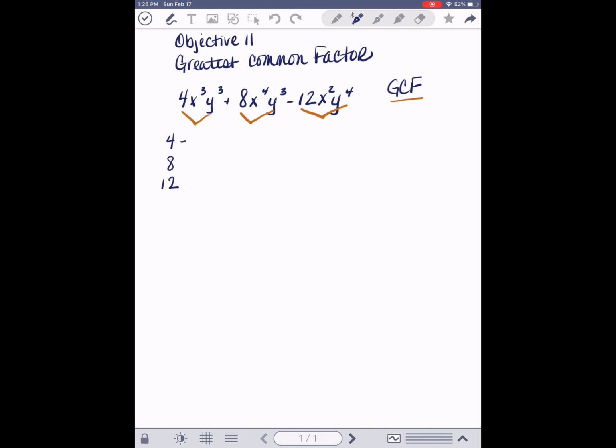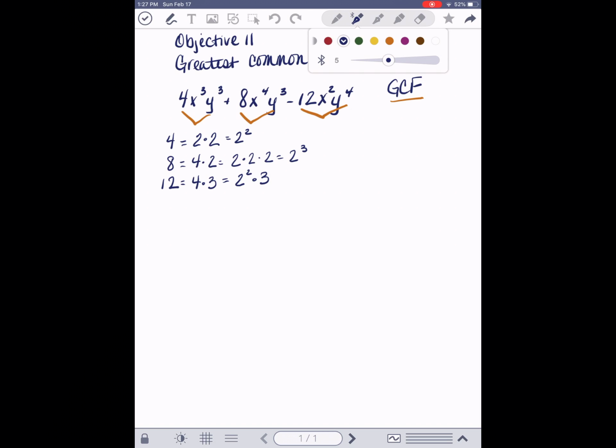So if we're going to take this down to prime numbers, 4 is 2 times 2. 8 is 4 times 2, which is also 2 times 2 times 2, or 2 cubed. And up here, 4 is 2 squared. Now let's take a look at 12. Well, 12 is 4 times 3, and 4 we know is 2 squared, so 12 is 2 squared times 3. Now we're down to all prime numbers.